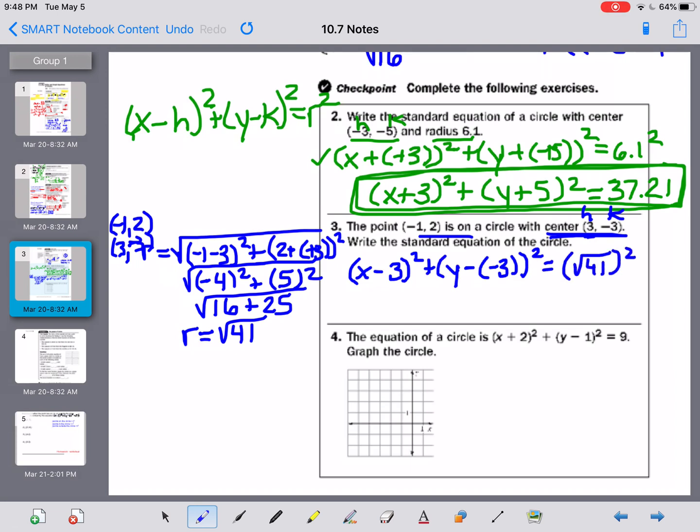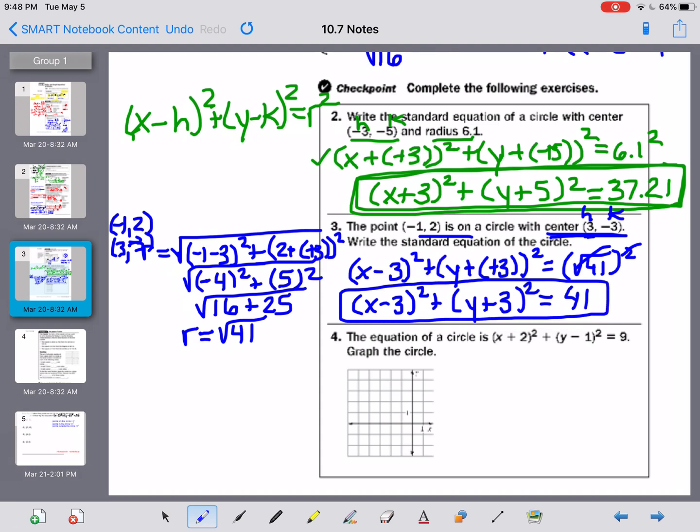Cleanup time. x minus 3, nothing has to happen there. I leave it x minus 3 squared. Y minus a -3, I'm going to make that a plus, and I get y plus 3 squared. And the square root of 41 squared, the square root and the square cancel, and I'm left with 41. So when I get done, it looks like a nice, pretty problem, and there's no radical there. Make sure when you're doing that type on your homework that I can see that distance formula being worked out.